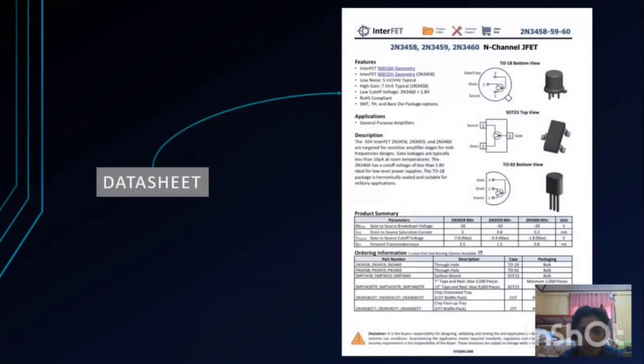Next, this is a data sheet. In this data sheet there are features, application and description, product summary, and ordering information. That's all from me. Thank you.